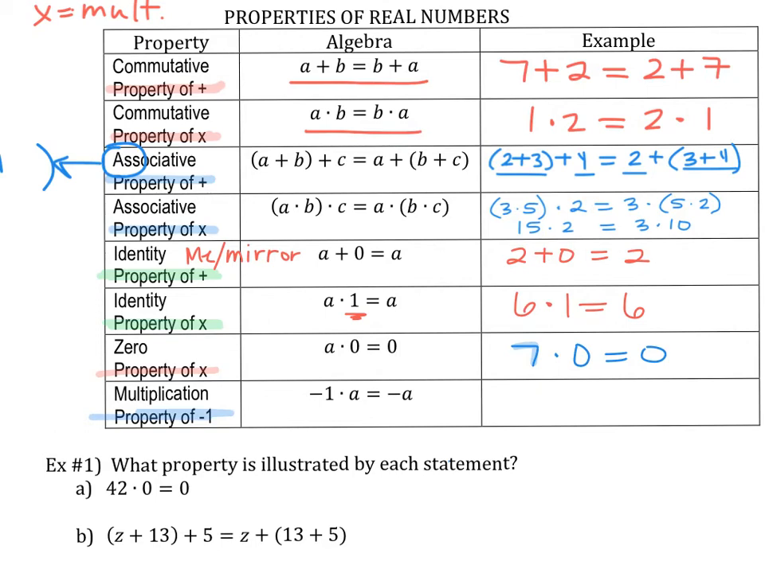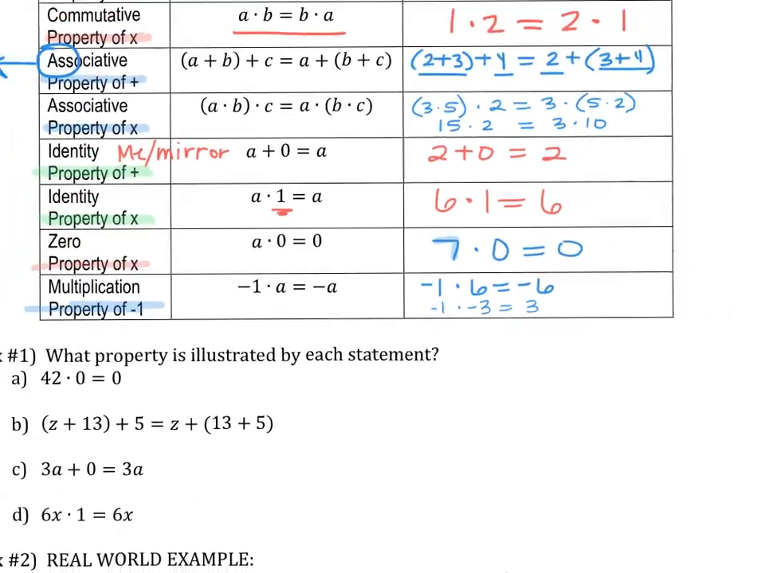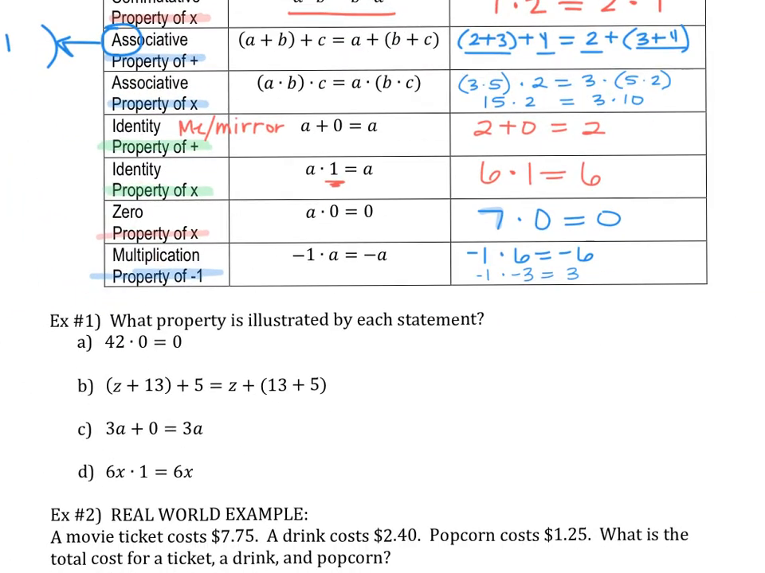So if I have -1 times 6, what do I get? -6. What if I have -1 times -3? What do I get? +3. So it's the opposite of what you started with. Those are the different properties you're going to be using right now. And we're just going to walk through a few problems and see if they click.